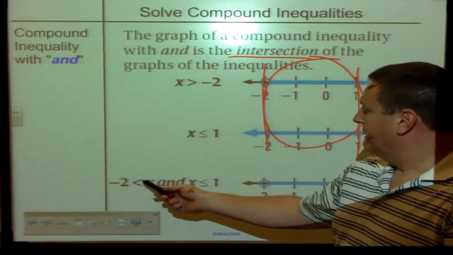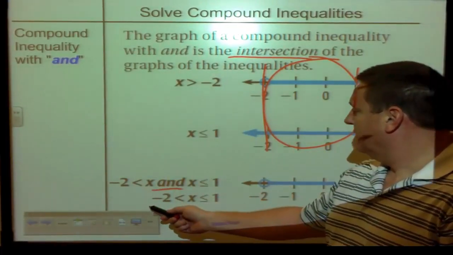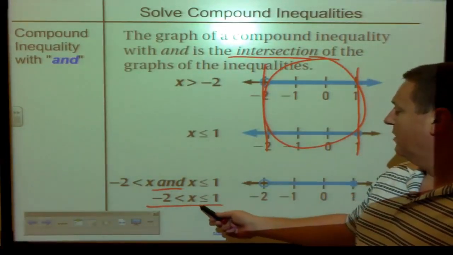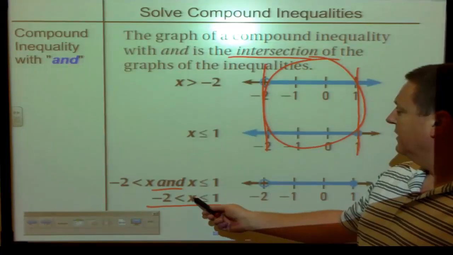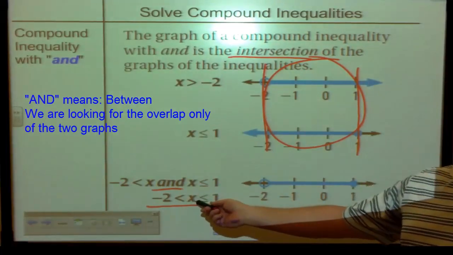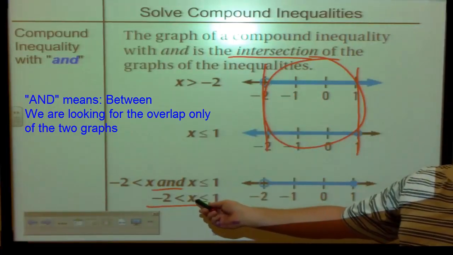Anytime you have the word and connecting compound inequalities, you can actually write it as a single inequality like this, a single compound inequality where the x is between. So the word and kind of means between. It also means intersection, but it kind of means between as well.